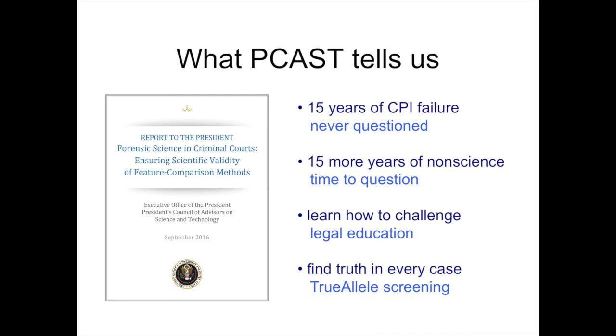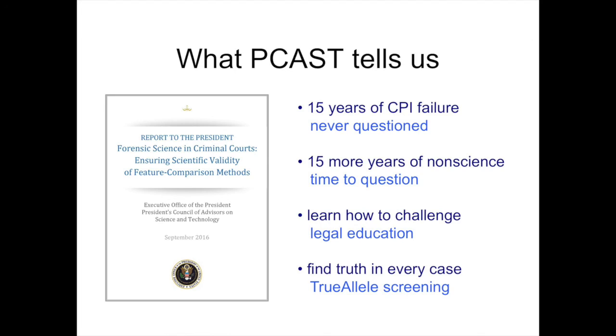I'd like just to say a few words about PCAST, the President's report. It relates 15 years of CPI failure that was never really questioned. That might be an opportunity for civil litigators or enterprising defenders who want to go back into the past and look at these hundreds of thousands of cases. But there's another 15 more years of nonsense or non-science, and this is a time to start questioning. What do you need to do? Now, you don't need to become scientists.